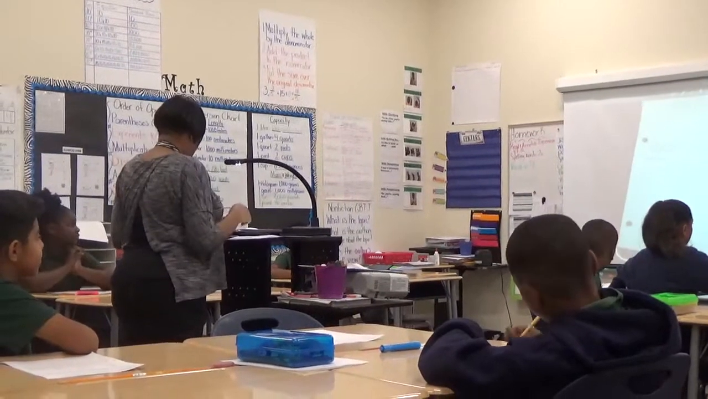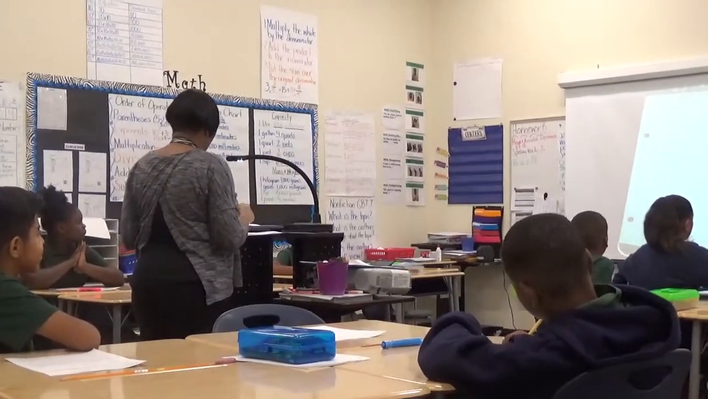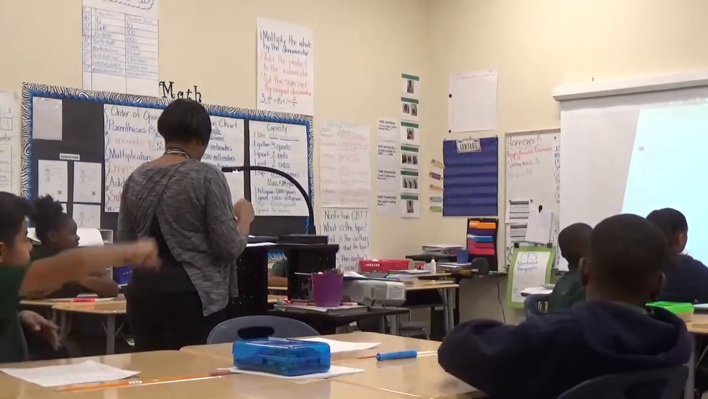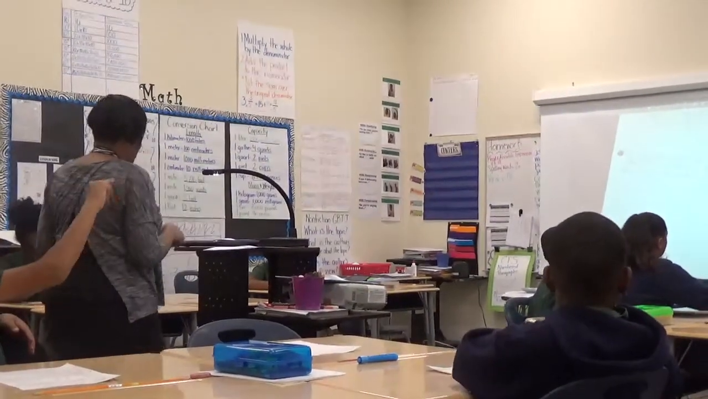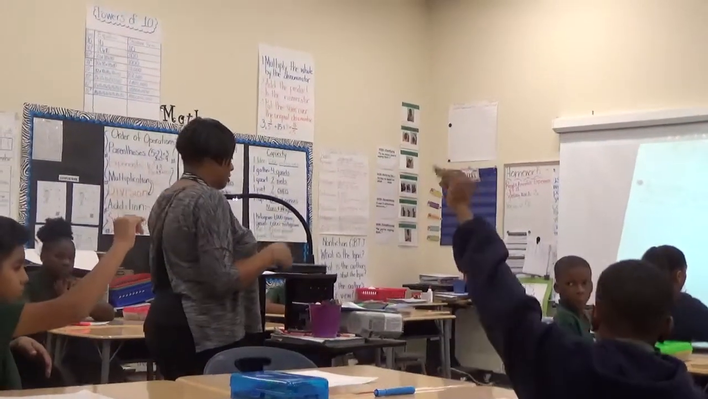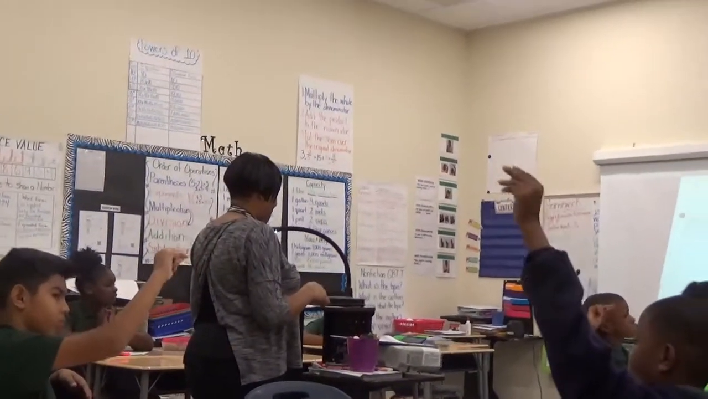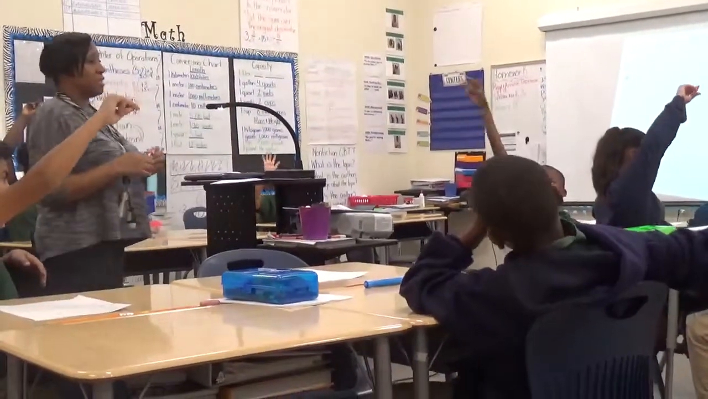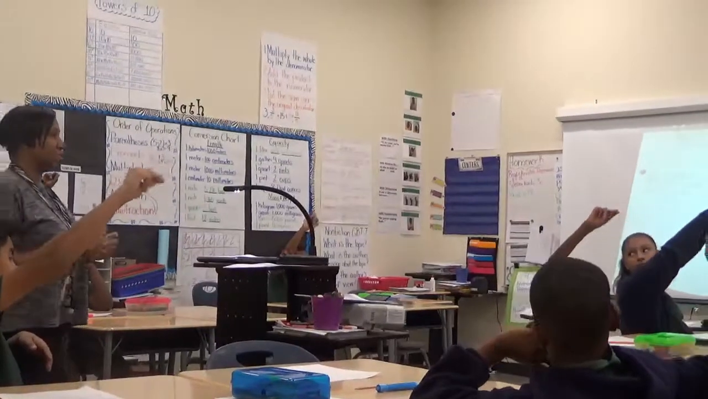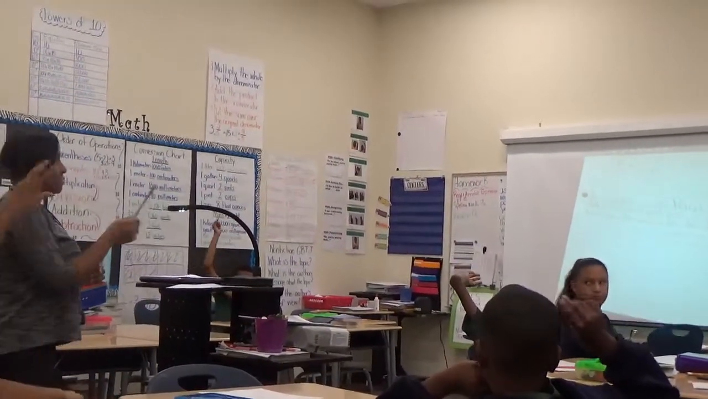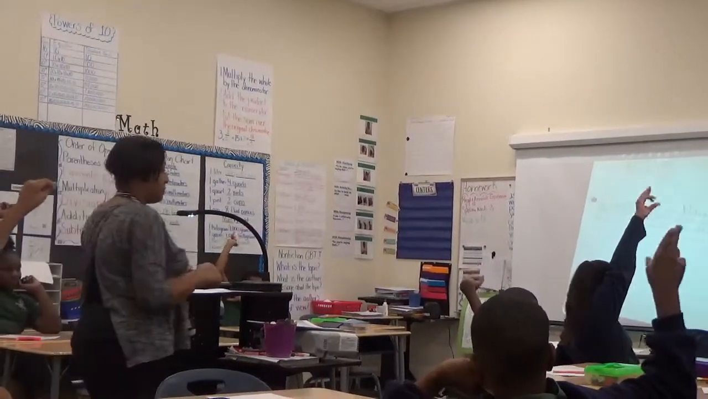I agree with Paul because 240 divided by 30 will get you a quotient closer to 231 divided by 32 than 200 divided by 30. Show me if you agree or disagree. I'm waiting for 100%. Show me if you agree or disagree. I'm waiting. You did not finish. I didn't ask you if you finished. I said, show me if you agree or disagree.